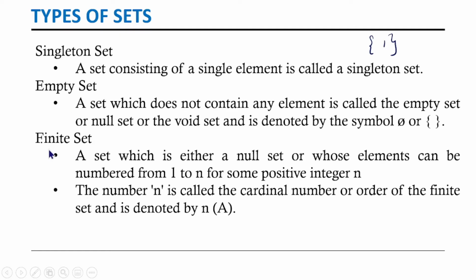The next type of set is finite set. A set which is either a null set or whose elements can be numbered from 1 to n for some positive integer n is called a finite set. If we want to find the number of elements in the finite set, it is denoted by the symbol n of A, and this n is called the cardinal number or order of the finite set.